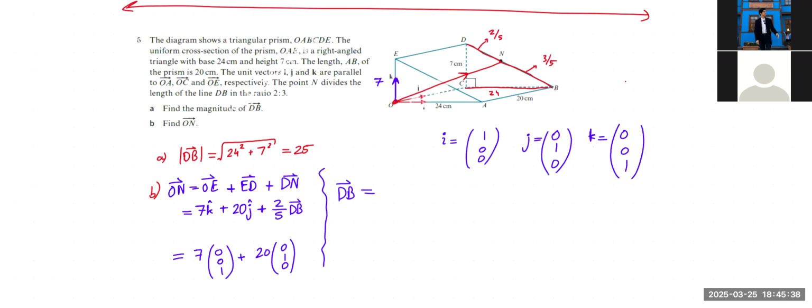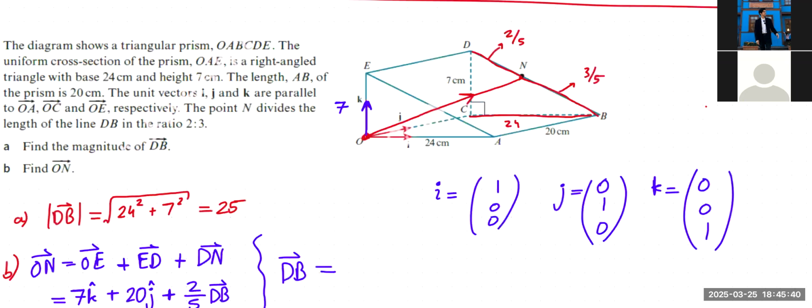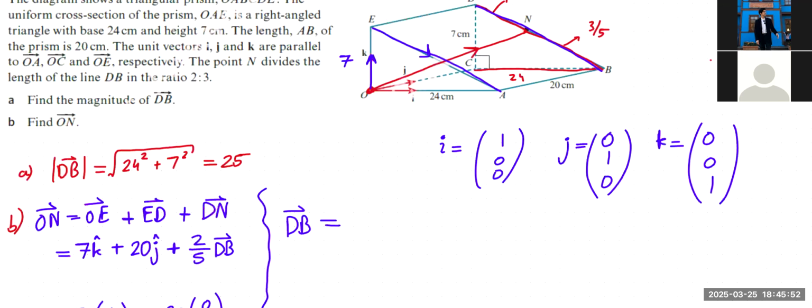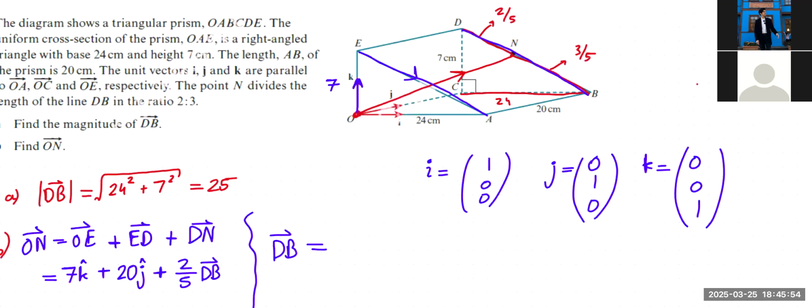So what do you think? Maybe consider the fact that DB is the same as EA, right? And EA is a bit easier to find because all of these guys are nearby. So what do you think EA is? J? Not just J, because J is this. So we need to start at E and end up at A somehow without going down EA.